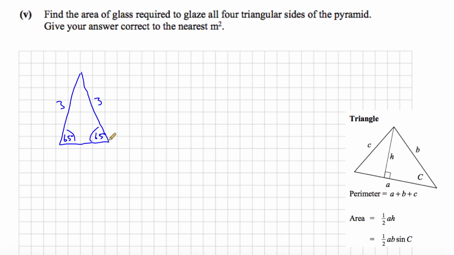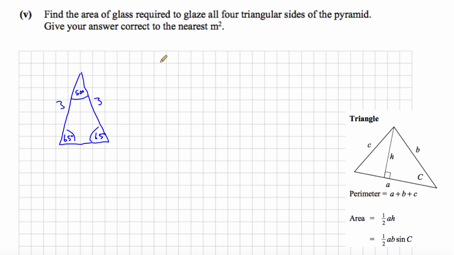65 and 65 gives me 130, so that leaves 50 up there. That's 50 degrees. So if I want to find the area of this triangle here, I can use this formula down here, half ab sine C. So half the multiplication of two sides by the sine of the angle between them.